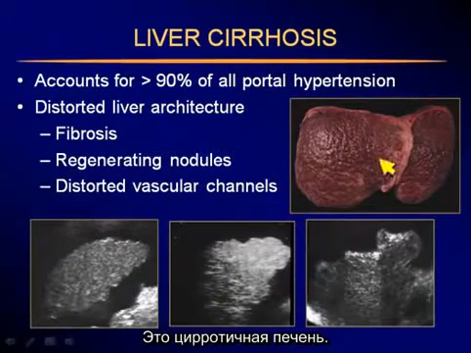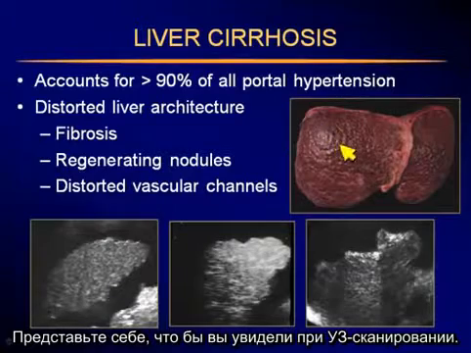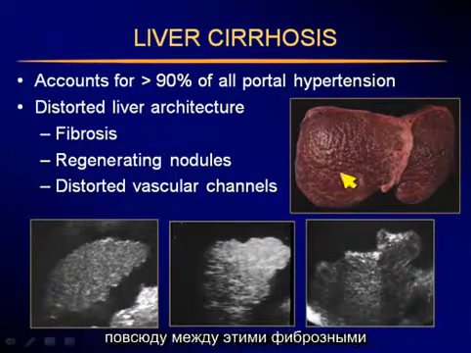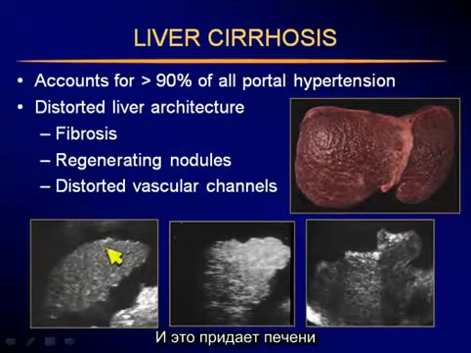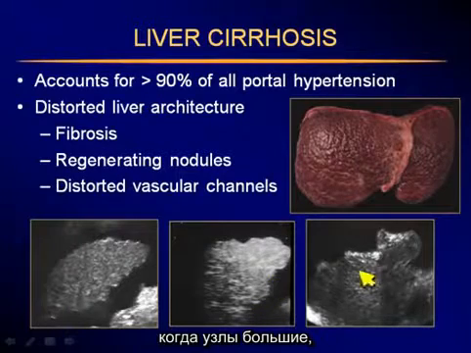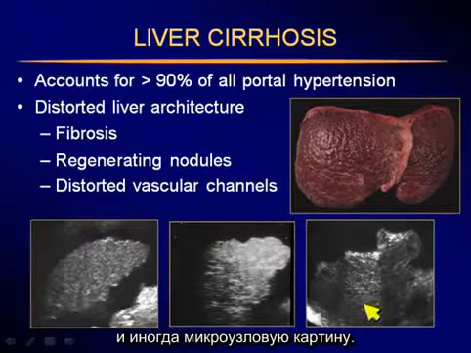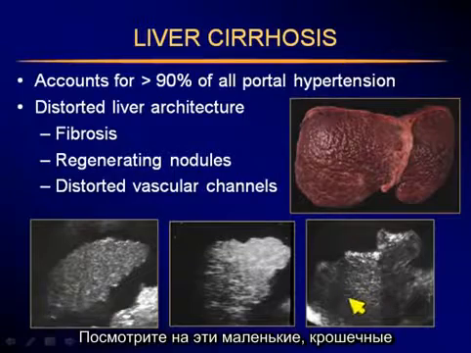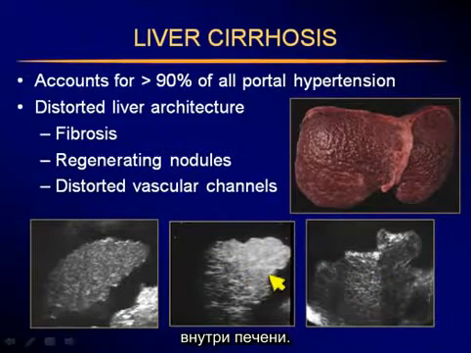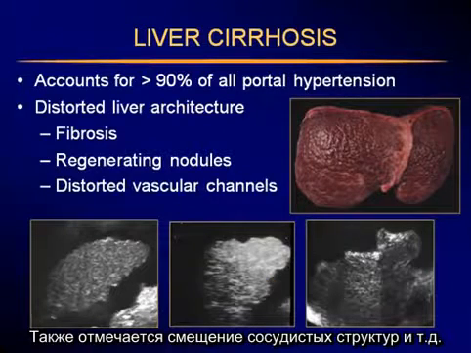Here's a cirrhotic liver. Try to imagine what you would see on ultrasound. You see these nodular areas of regeneration all throughout. In between are these fibrotic bands, and that gives this nodular appearance, sometimes micronodular, sometimes the nodules are bigger, and sometimes macronodular appearance. Look at these tiny little islands of regeneration inside the liver, which cause vascular channel disruption, etc.